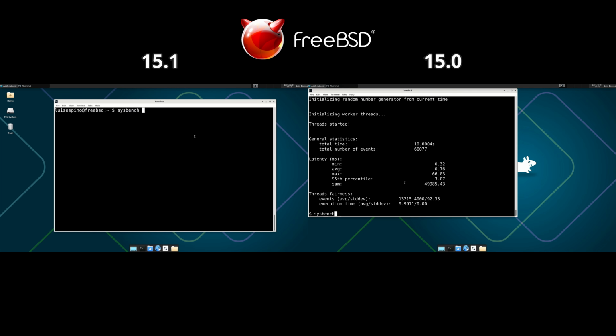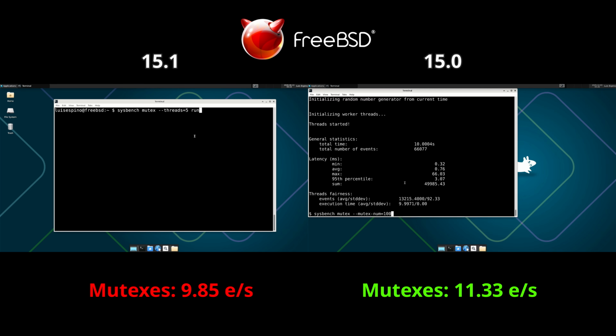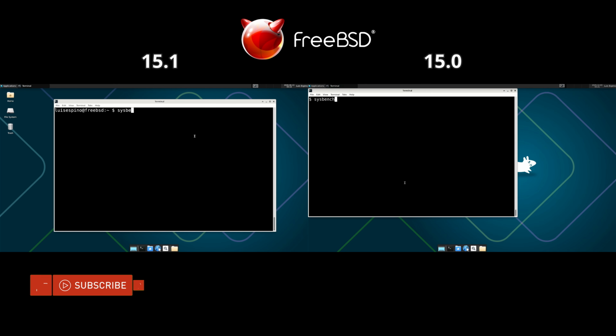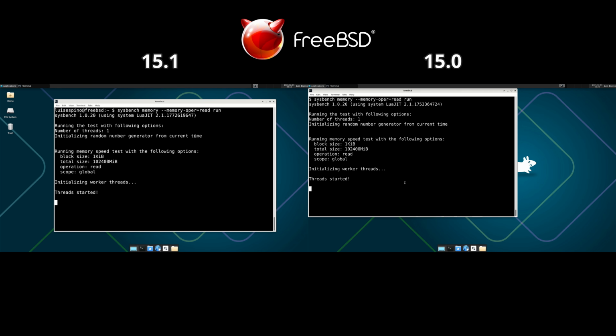Next, we measured synchronization through lock performance under contention and efficiency in coordinating joint threads. In this case, while execution times varied, version 15 achieved a couple more events per second compared to the new one. Now we run memory Sysbench in read mode, evaluating transfer capacity and the overall efficiency of the RAM subsystem.